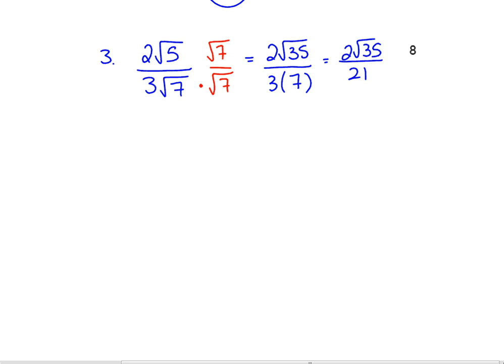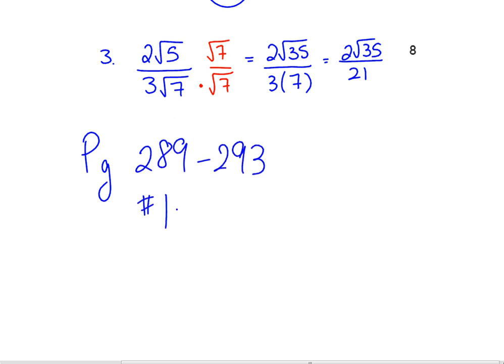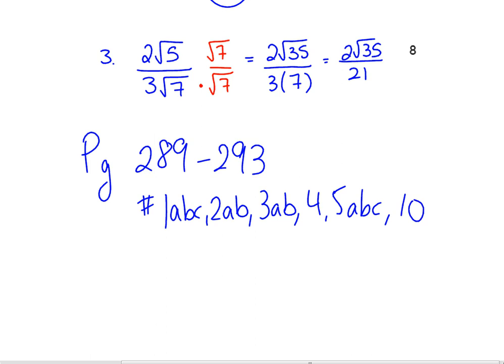I think we could leave it here. We'll do the rest on Monday. So your assignment's on the board. It's page, I'll write it here too, 289 to 293. Numbers 1ABC, 2AB, 3AB, 4, 5ABC, and 10. So it's actually not that much.